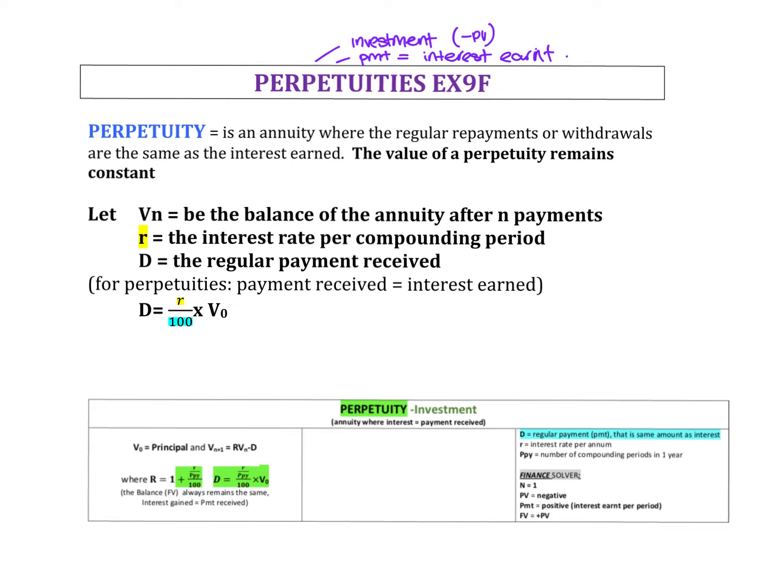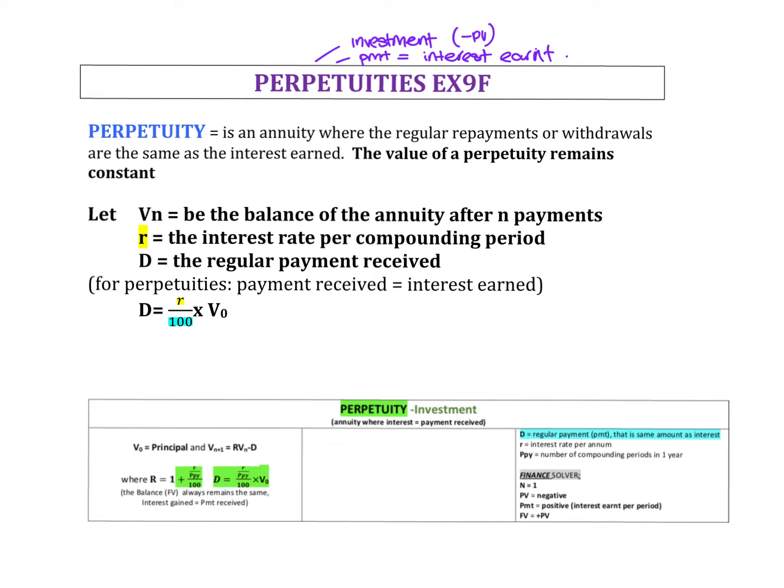Other people, sometimes you'll see grandparents who have their assets, they've got a lot of money, so they will set up a perpetuity and give their grandchildren the interest earned as a payment. So that's a perpetuity. They can set it up like that.